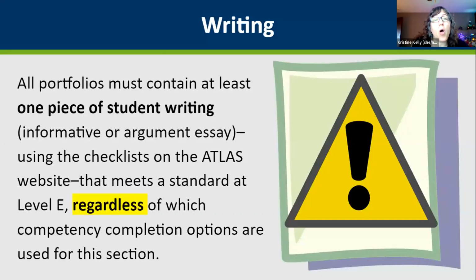So again, all portfolios must contain at least one piece of student writing. It is an informative or an argument essay. You use the checklists that are on the Atlas website, and that will help ensure that you're submitting evidence that meets the requirements. Those checklists were developed, approved, discussed, and played with by the working group. So you need to submit the checklist and make sure that if you check it, it's there.